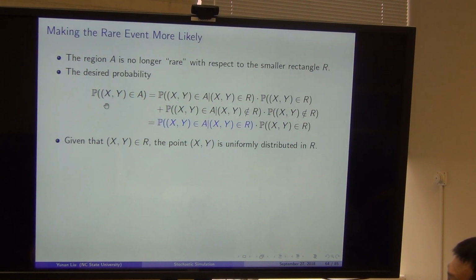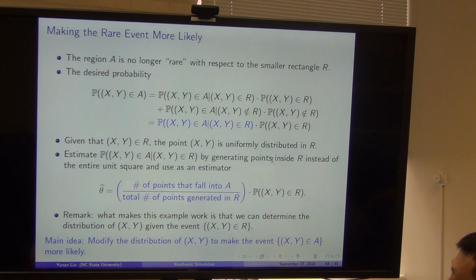So this quantity becomes this quantity, and let's say we know the probability that xy falls into R, meaning we know the area of R. Given xy belongs to R, the point xy is uniformly distributed in R. Because xy is uniformly distributed within a bigger region, but given that xy falls into a small region, xy is still going to be uniformly distributed. You can prove that.